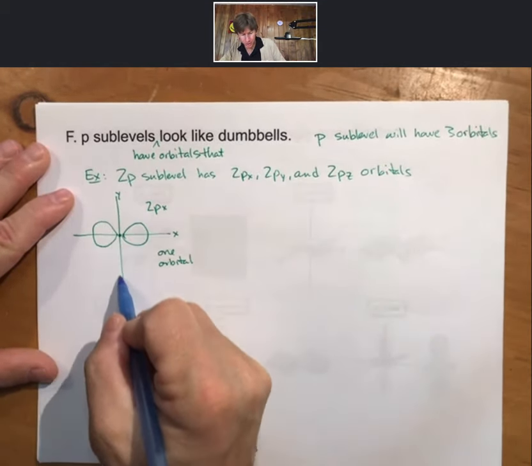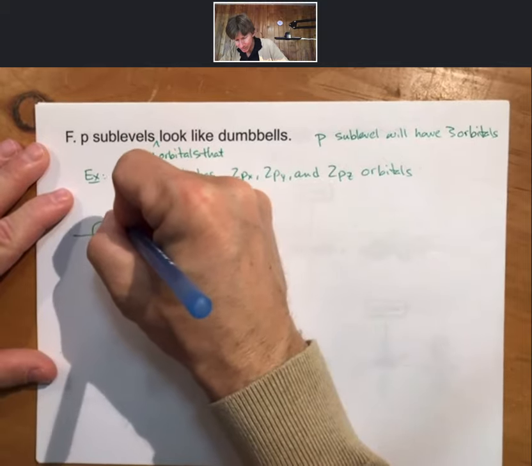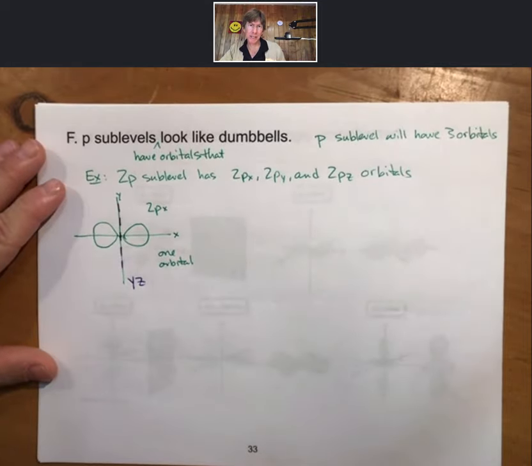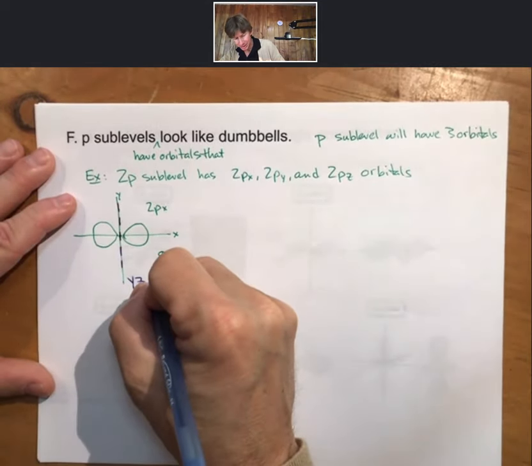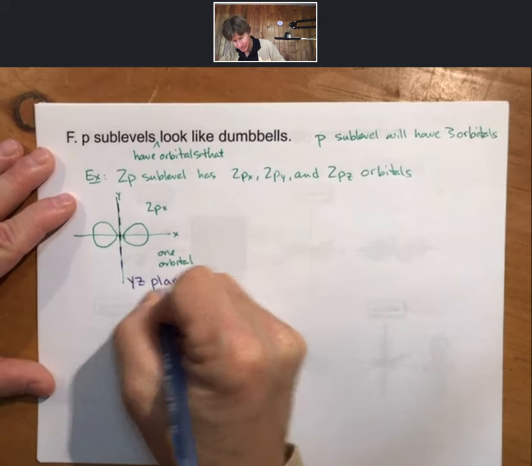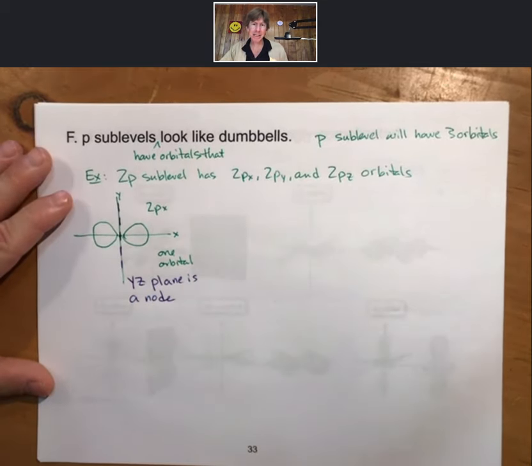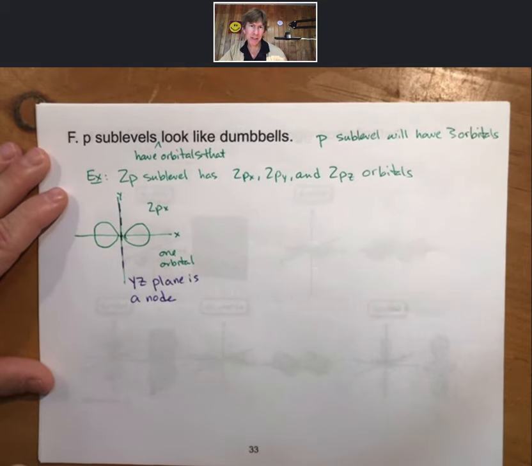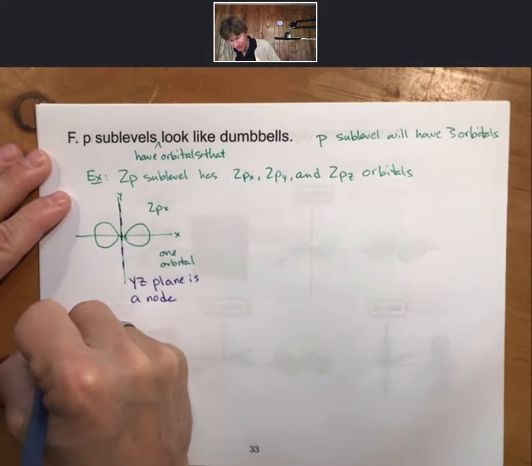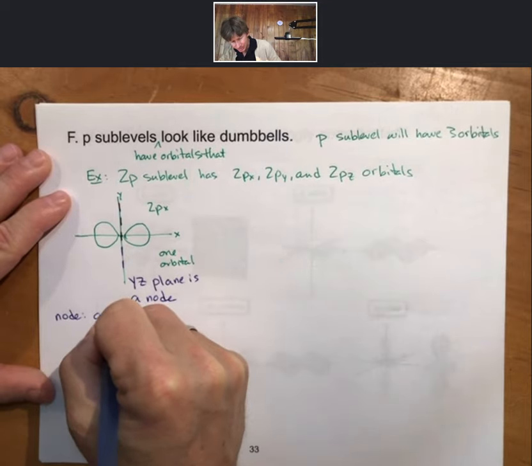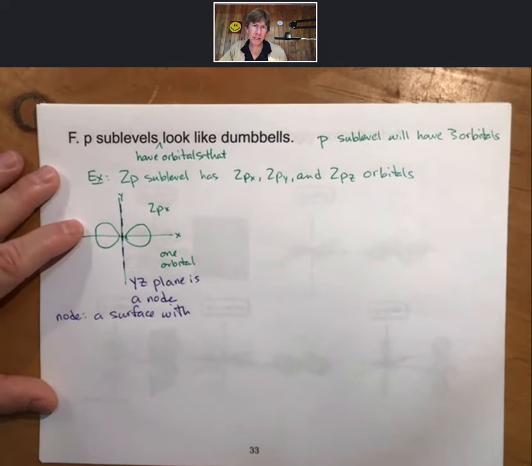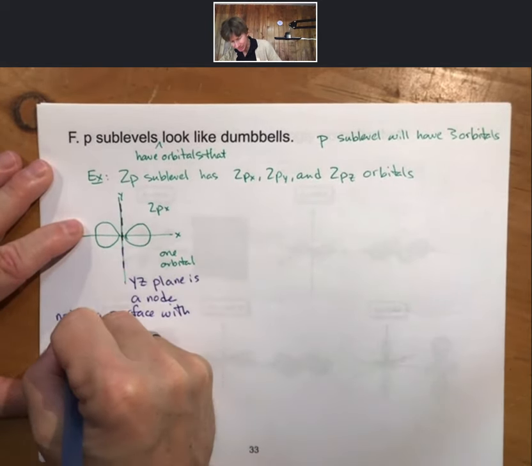And this part right here, along the y-axis, but since there is a z-dimension, it is called the yz plane, is a node. And I will now define node. A node is a surface for which there is zero probability of finding the electron. A surface with zero probability of finding the electron.